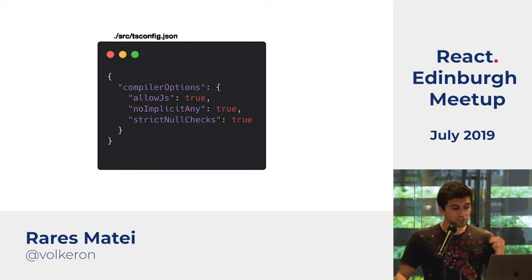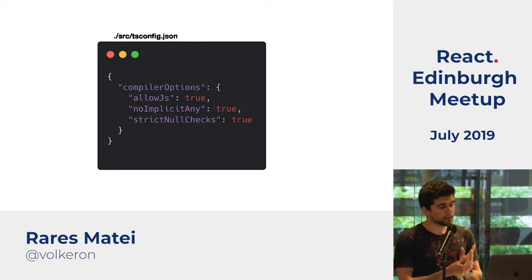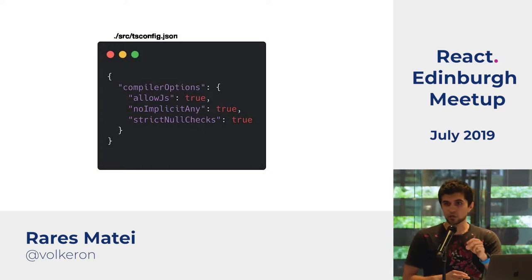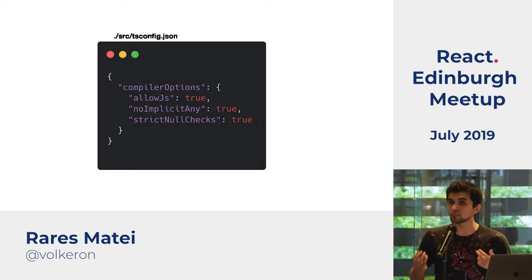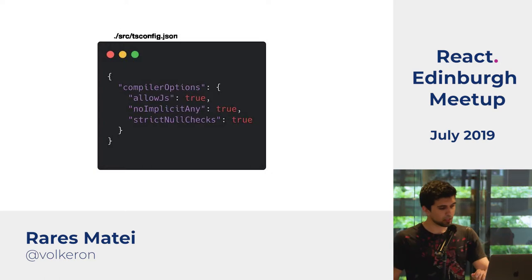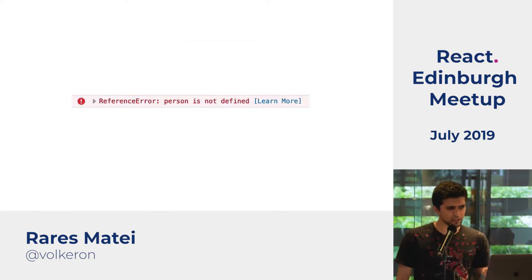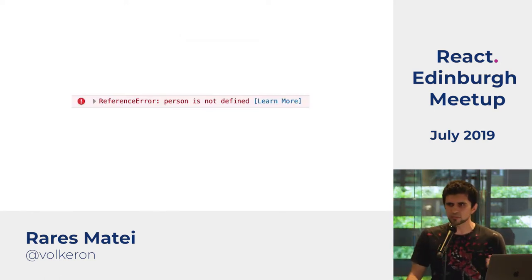Strict null checks. This is very useful. So this won't let you write any code where it's not sure if something will be undefined or not. Right. So if you have a variable that might be undefined, TypeScript will go, oh, you have to prove to me that it's not undefined before I'm going to let you use it. And this helps avoid so many errors, like this, right? How many times have you seen that?